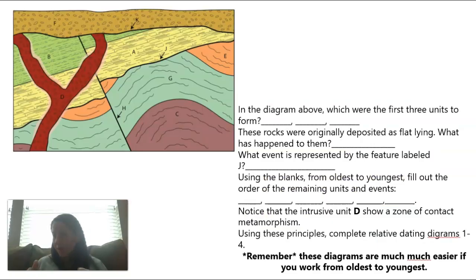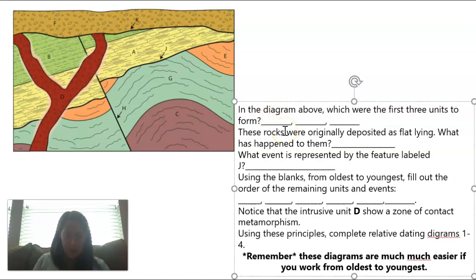Okay, so this is not how your page looks. This is a different setup, but it's the same information. So let's go through this first diagram. In the diagram above, which were the first 3 units to form? What do you guys think? Hopefully you're applying the principle of superposition here. In this case, the first 3 units to form should have been C, G, and E, right? Good, that was fairly straightforward.